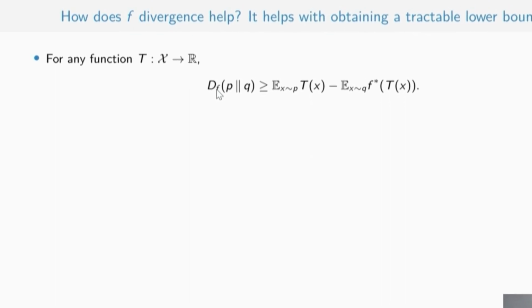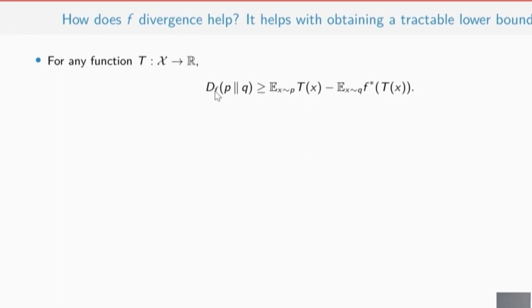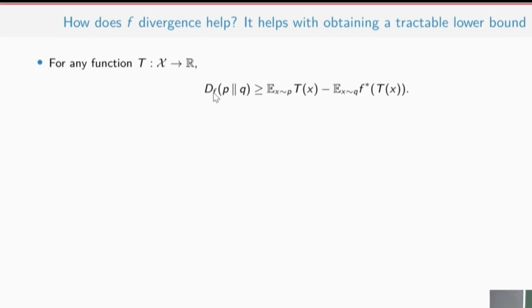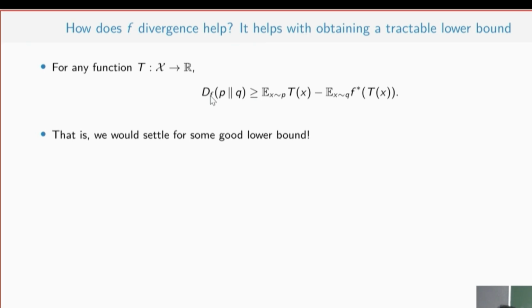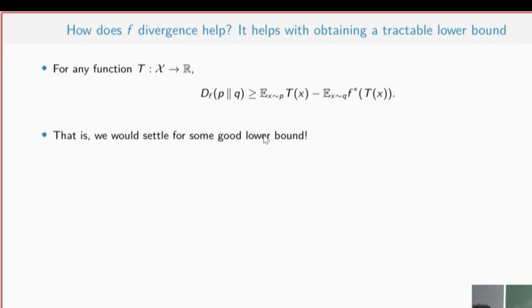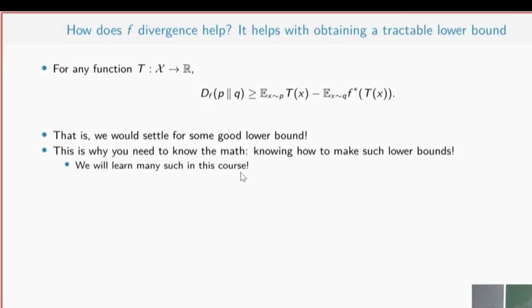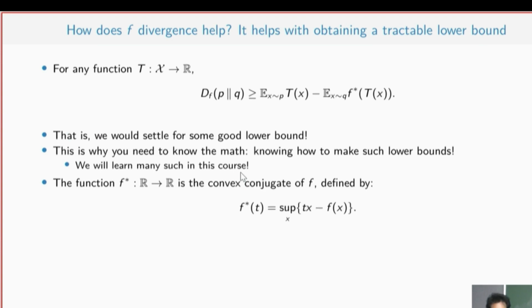KL divergence as such is not tractable, but we want some lower bound which is a good lower bound, which goes closer to the KL divergence. So we would settle for a good lower bound. That's our plan, and that is why we need some maths. And the maths that we need is something borrowed from convex analysis.